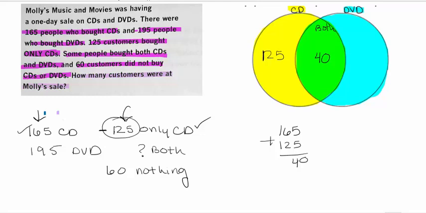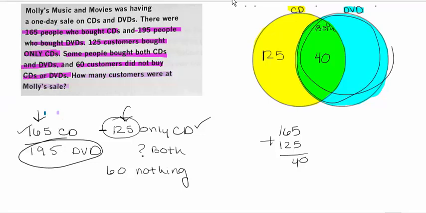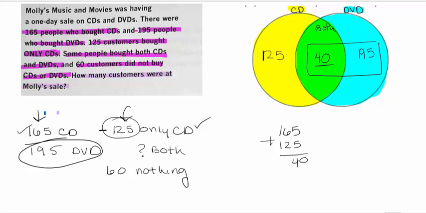We know that 195 people bought DVDs altogether. So this whole circle over here has to be 195. So what happens if I put 195 right here? Well, we already have 40 there that bought some because they also bought CDs. So right now, 195 plus 40, I'm sorry, that's 235. And that's not the number of people that bought DVDs. That's too much. So remember, we have to count that 40.